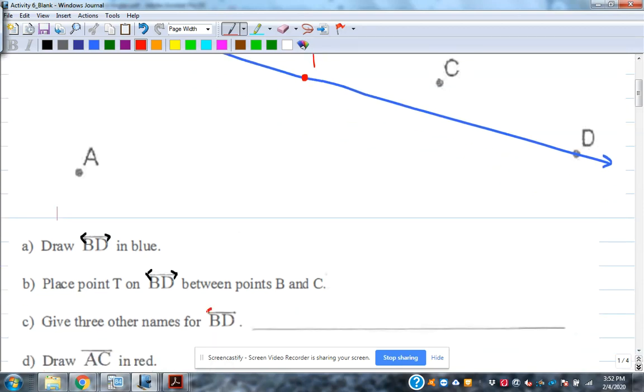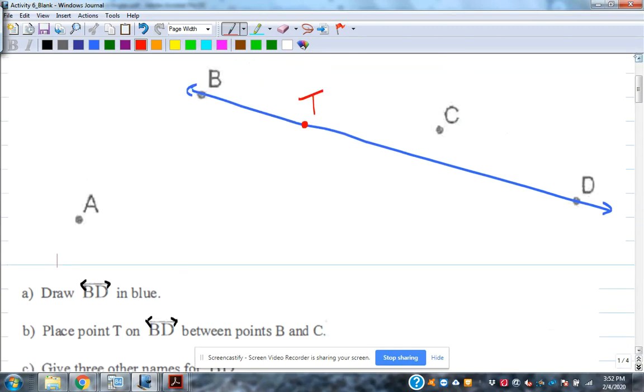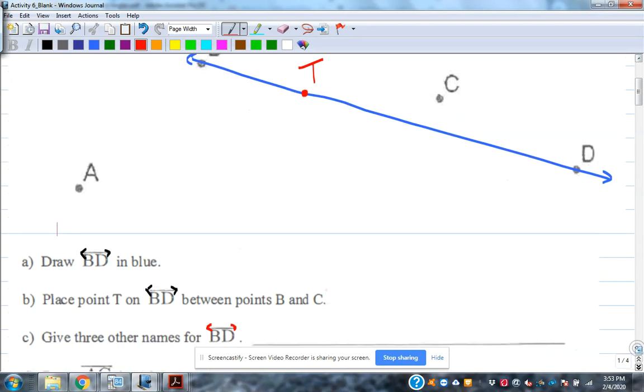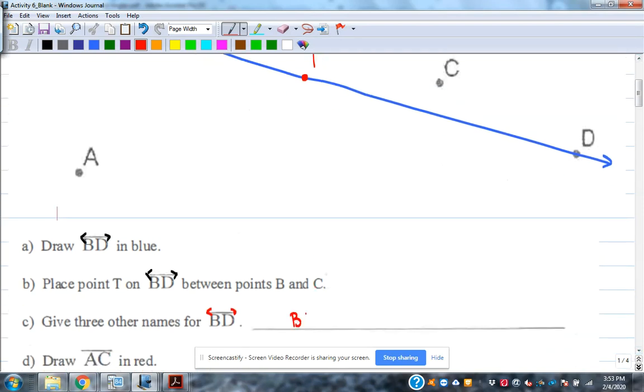So 3 other names. So we're going to rename that line using the other points. So it doesn't matter what order the points are in, as long as there are points on that line. So I could name this line BT, would be one way to name it, just using the B and the T. Or what's another name? Can't use 3, only use 2. TD.